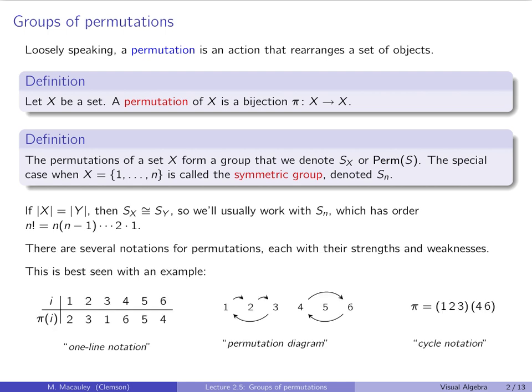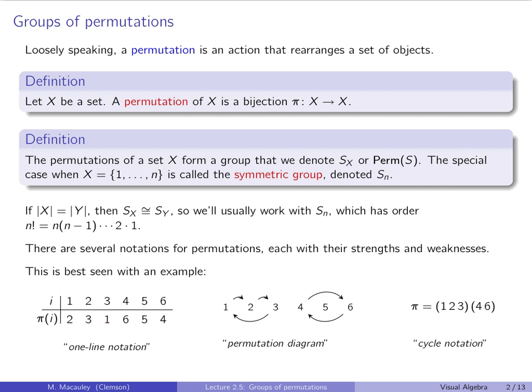There are several notations for permutations, each with their strengths and weaknesses. And it's best to just show you this with an example. So throughout, we'll take a permutation pi on 6 elements, so the numbers 1 up to 6. And the most basic way to write this is with a table. So for each of the inputs, 1 up to 6, we write the corresponding output. So this just says 1 gets mapped to 2, 2 gets mapped to 3, 3 gets mapped to 1, and so forth.